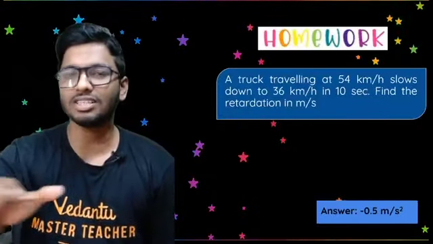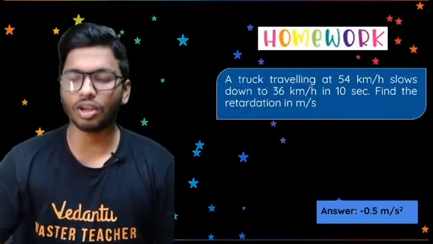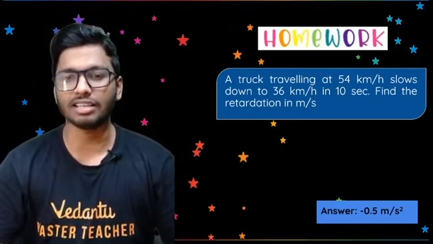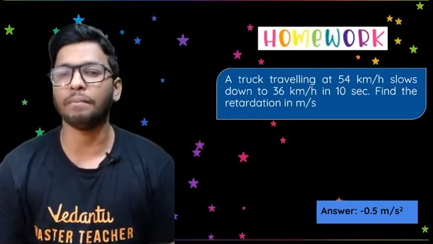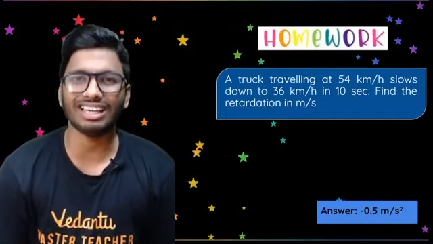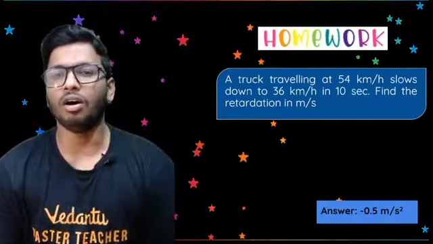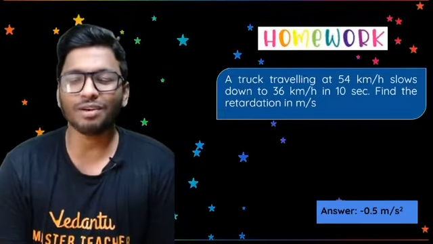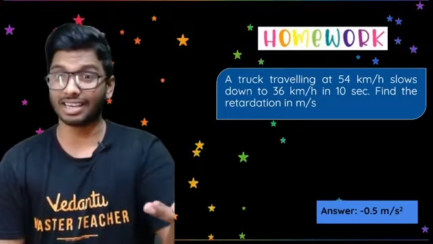The question was this: a truck traveling at 54 km per hour slows down to 36 km per hour in 10 seconds. Find the retardation in meter per second. So the question was basically to find out the retardation, or the negative acceleration or deceleration, if you want to call it like that. That's also fine. So you're supposed to find out what is the retardation in meter per second.